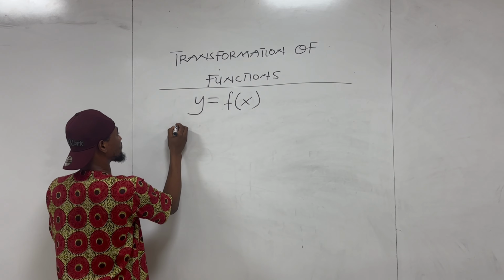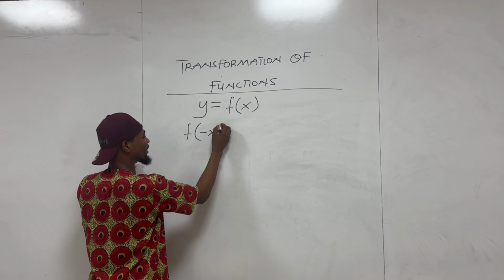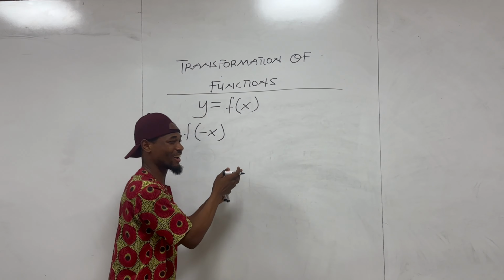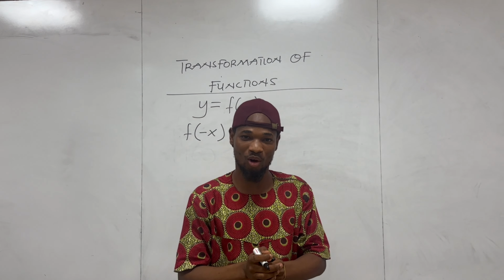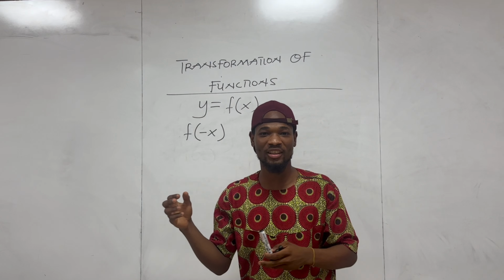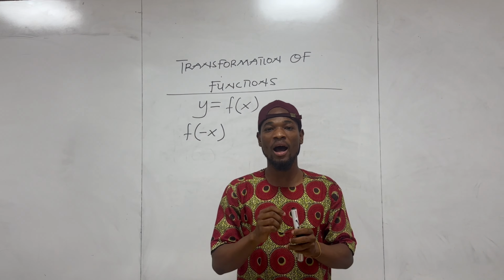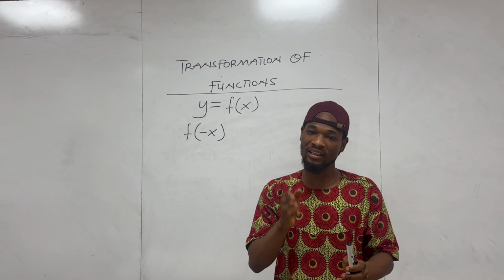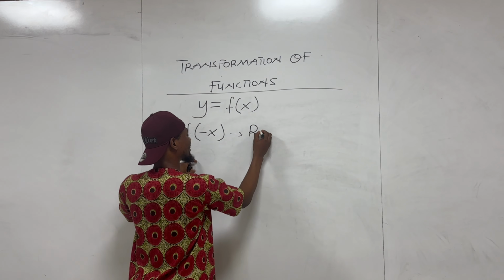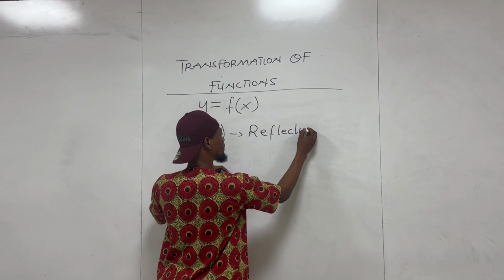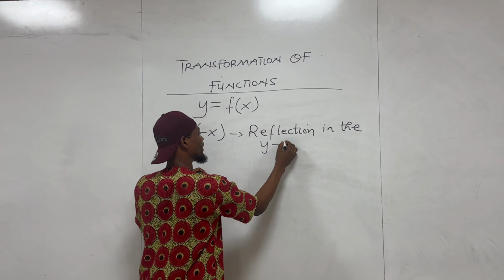So if I have it this way, f, then f of negative x, what does it imply? What does it mean? How do we interpret this to a layman? Alright? So whenever we have a function of say f of x and you negate x, it means you are doing your reflection, or you are reflecting in the y-axis. Okay, so this one is reflection in the y-axis.